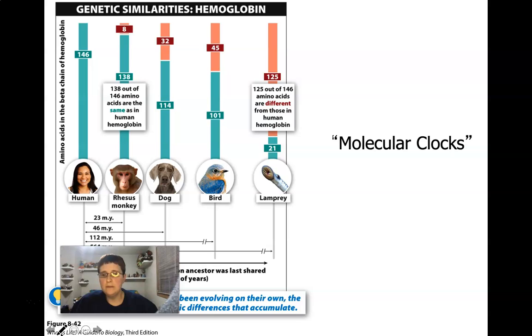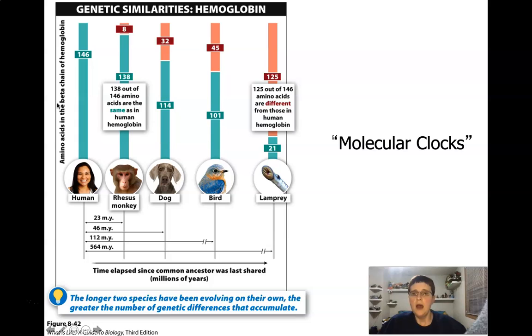All right, so here are humans, 146. So 138 of those were the same in rhesus monkeys, so 8 are different between the two. Then they tested dogs. So we have 114 in common with dogs, 101 in common with the bird they tested, and then only 21 in common with this lamprey fish. I know, it's very cute.